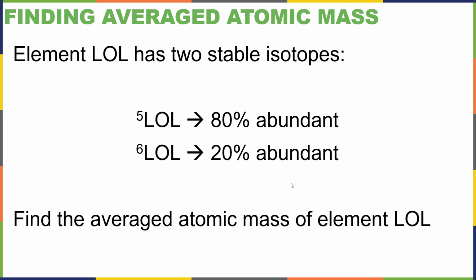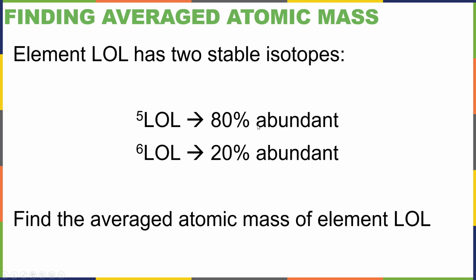Okay, so the first isotope, 5, is 80% abundant. That means this element is going to weigh something close to 5 AMUs. But the problem is, because the isotope LOL6, and obviously 6 is greater than 5, is 20% abundant, we're going to have to take that into account with the average atomic mass.